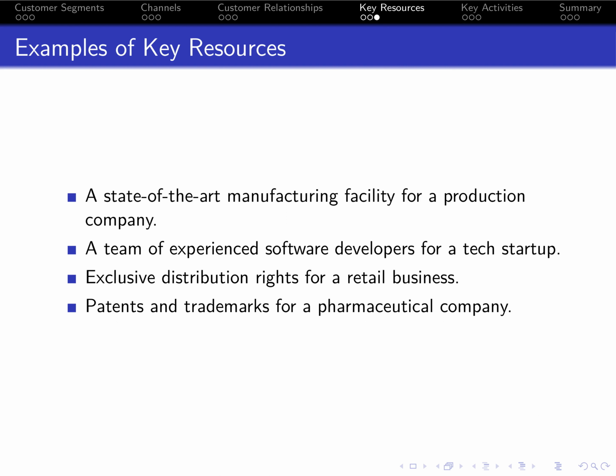Exclusive distribution rights are valuable for a retail business, allowing them to control how their products are distributed and create a sense of exclusivity among consumers. Lastly, patents and trademarks are vital for a pharmaceutical company as they provide legal protection for their intellectual property, preventing competitors from copying their products and building trust with customers. These examples highlight the importance of key resources in different industries and how they contribute to a company's success.